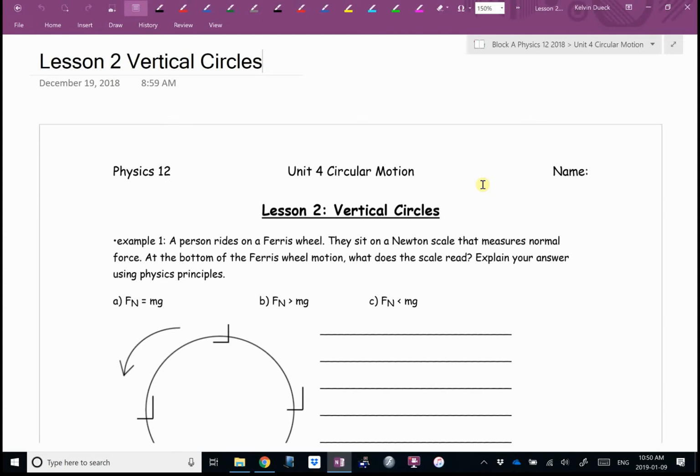You may want your formula sheet out because we're going to be using the v squared over r and the 4 pi squared r over t squared, unless you have those memorized.